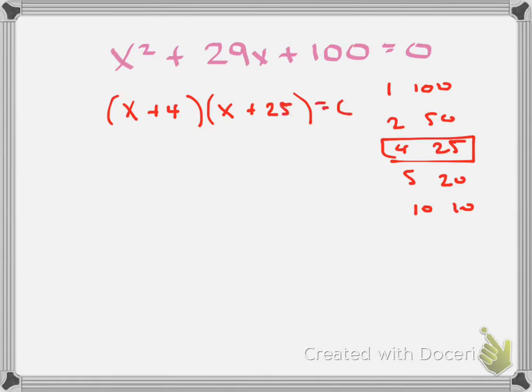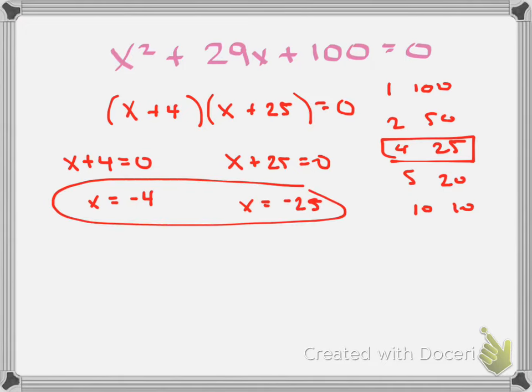In order to solve this, you could just do this mentally, or you could actually write it down. x plus 4 equals 0, so that would mean that x has to equal negative 4. You'd also have x plus 25 equals 0, which means that x would have to equal negative 25. So there are your two answers.